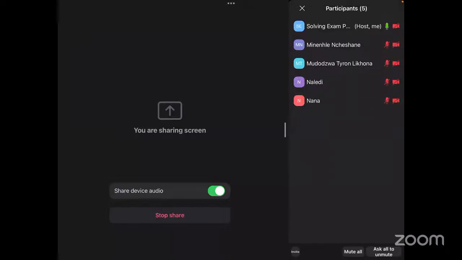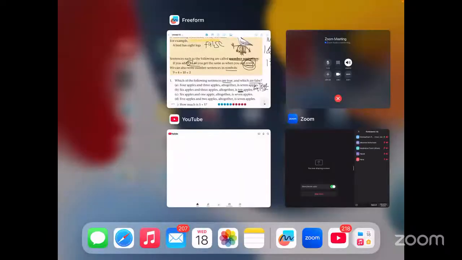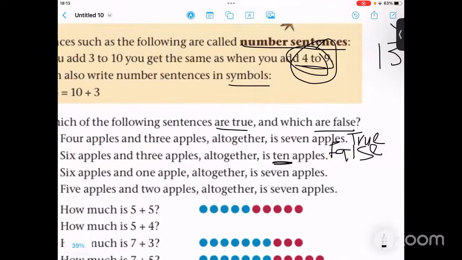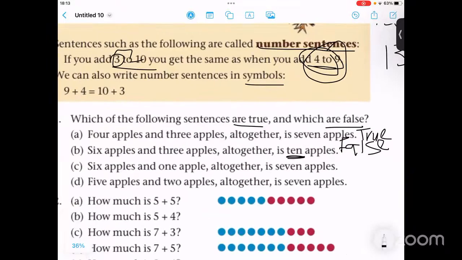Naledi, and okay, perfect. And now let's see. Let's go to C. I mean, our C, we're done with B.